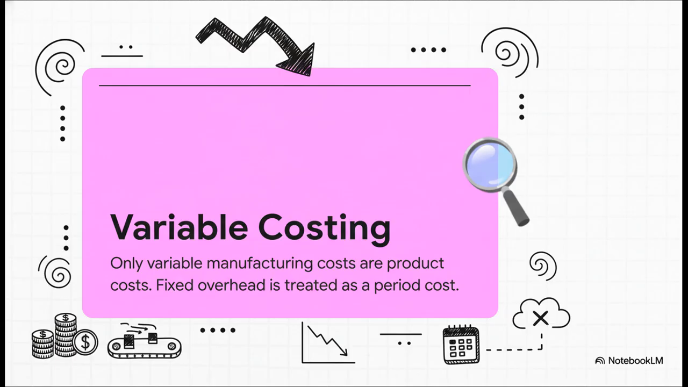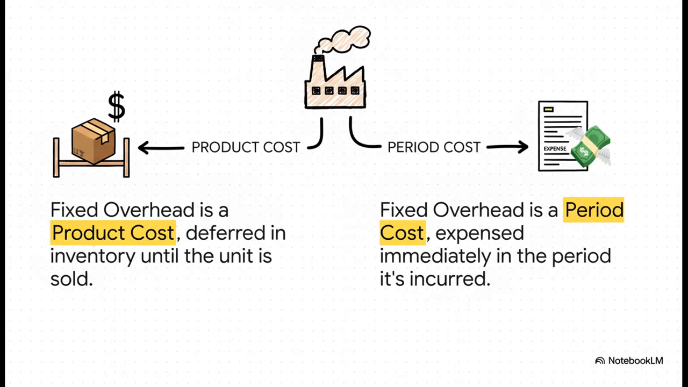So, let's just crystallize this, because this is the whole game right here. The core distinction is the treatment of fixed manufacturing overhead. Under absorption costing, it's a product cost. If a unit isn't sold, that piece of overhead cost stays with the inventory on the balance sheet. But with variable costing, it's a period cost. It hits the income statement immediately and in full, no matter how many units you sold. This single difference is the engine behind everything we're about to see.